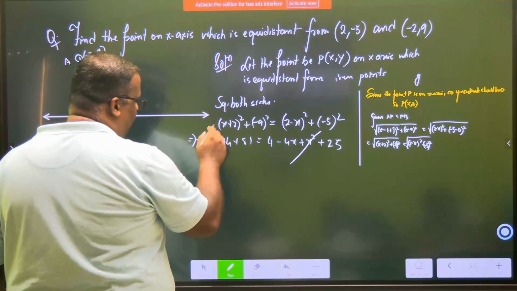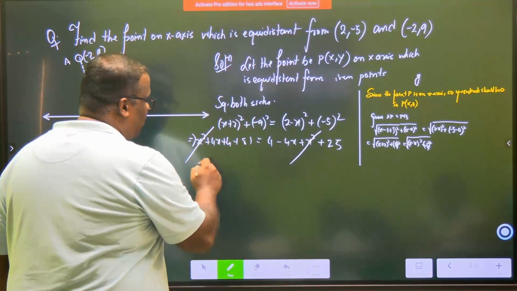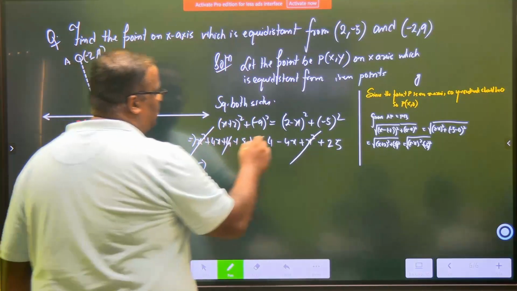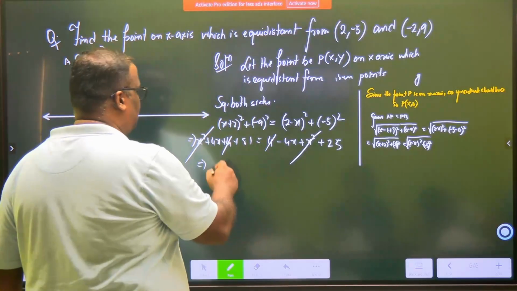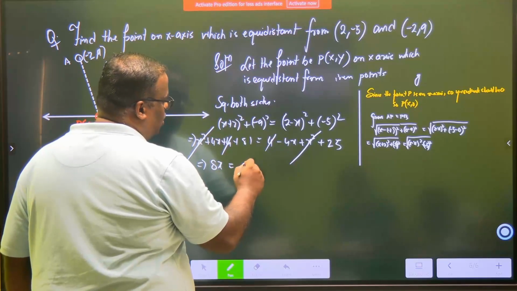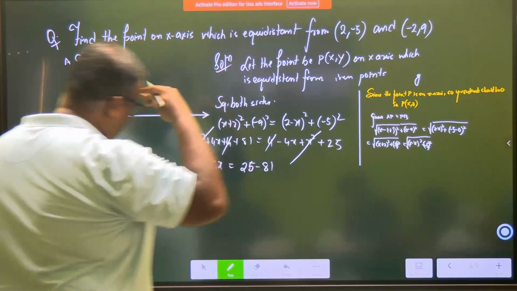x² cancels. Okay. 4x and -4x do not cancel; 4 and 4 cancel. 4 and 4 can get cancelled. So you bring 4x this side, it becomes how much? 8x. 8x is equal to how much? 25 minus 81. Yes or no?